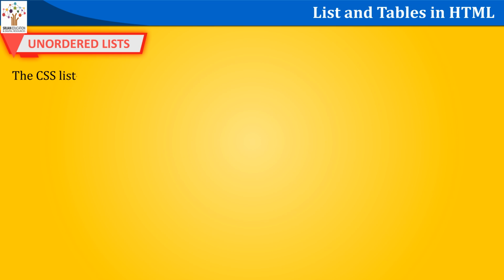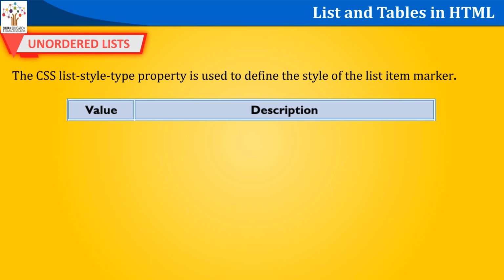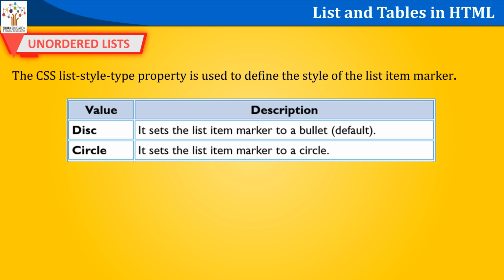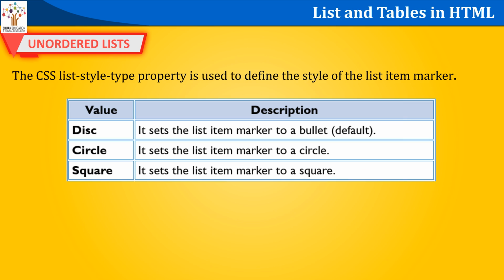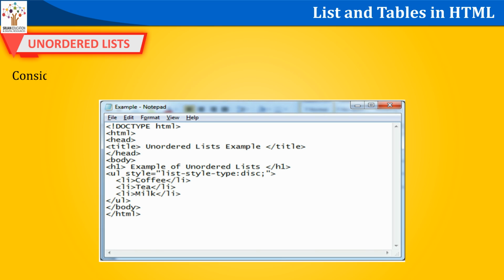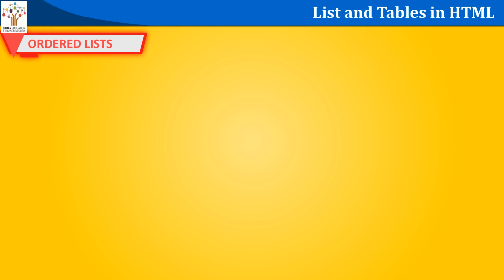The CSS list-style-type property is used to define the style of the list item marker. Value, description. Disk. It sets the list item marker to a bullet, default. Circle. It sets the list item marker to a circle. Square. It sets the list item marker to a square. None. The list items will not be marked. Consider the following HTML code. The output for the given code is shown.